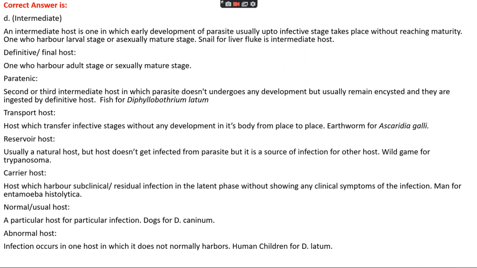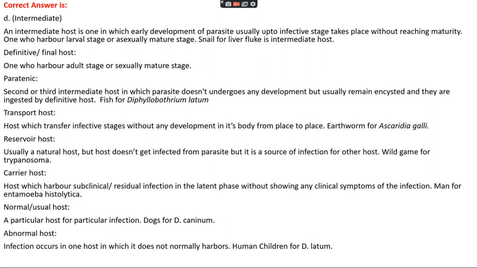If we talk about paratenic host, it is also known as a second or third intermediate host in which the parasites don't undergo any development, but the parasites remain in encysted form, and this paratenic host is ingested by the definitive host along with the encysted form. For example, fish act as a paratenic host for Diphyllobothrium latum. Next is transport host. A host which transfers infective stages without any development in its body from place to place, like for Ascaridia galli, earthworm acts as a transport host.